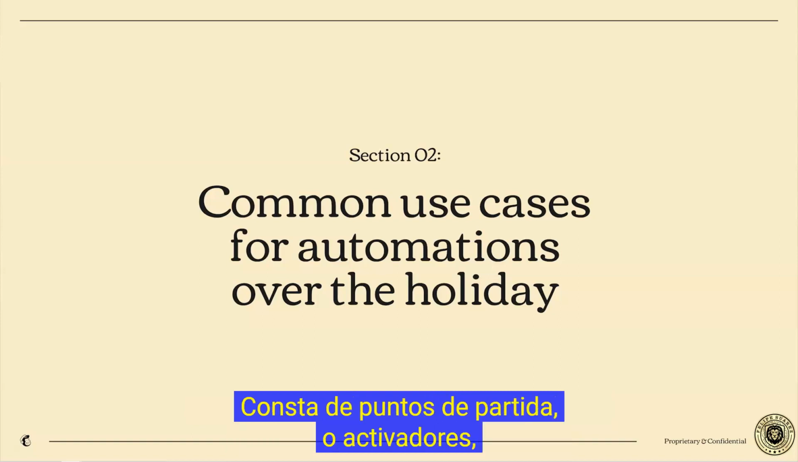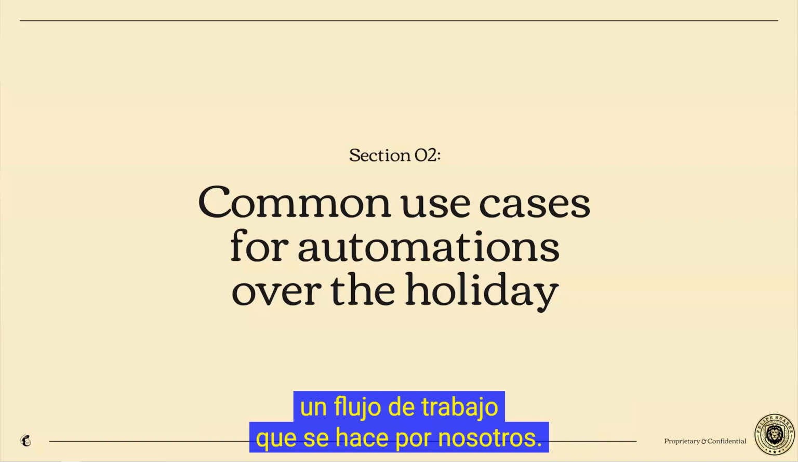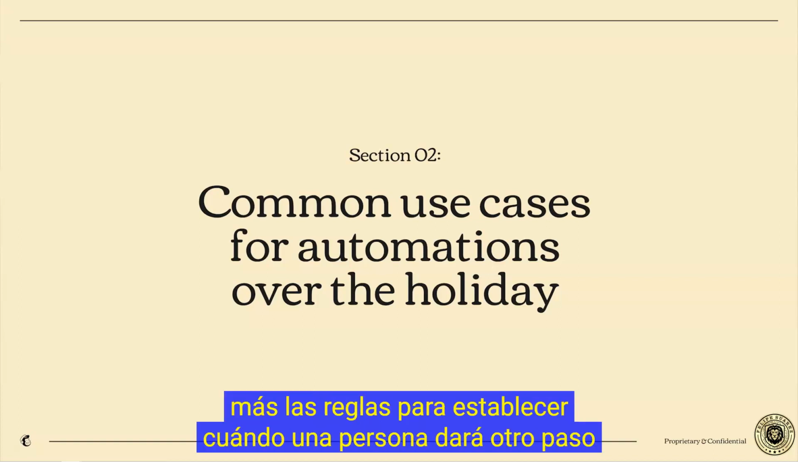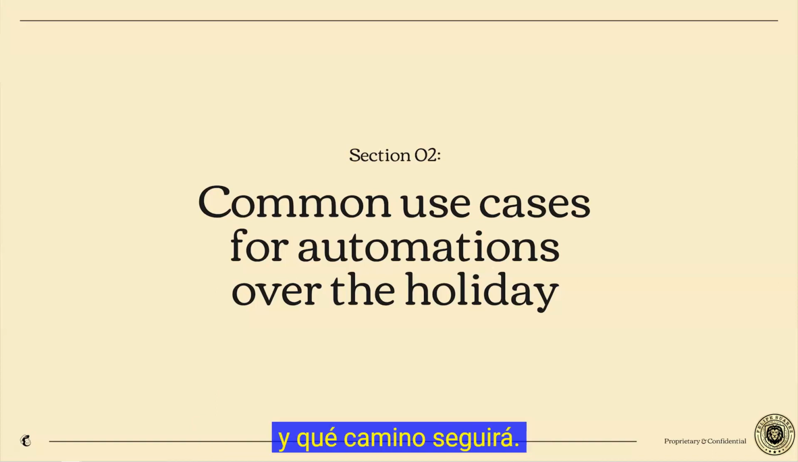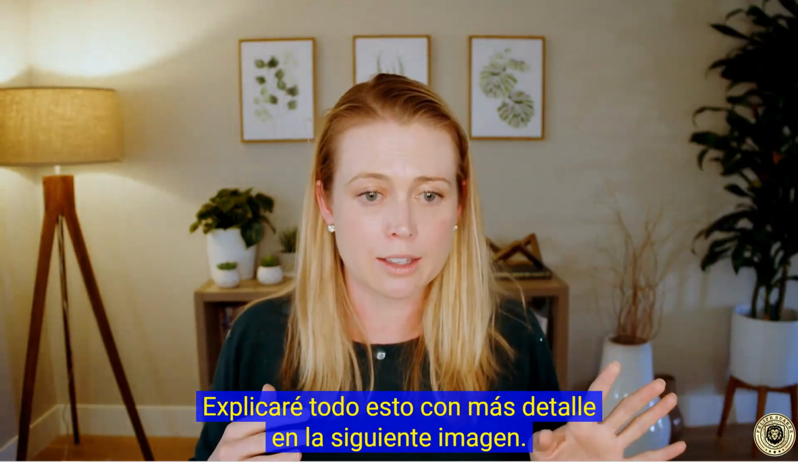They're comprised of starting points or triggers, so these are things that kick off the next step in a workflow. Actions, which is work that the journey is doing on your behalf, so sending emails, generating tags, things like that. And rules, which determine when a person goes down to the next step or what path they go in. And I'm going to explain these in more detail as we go through the next slides.